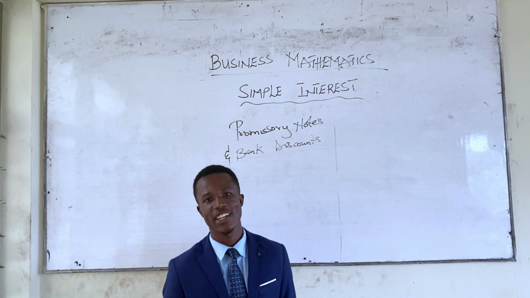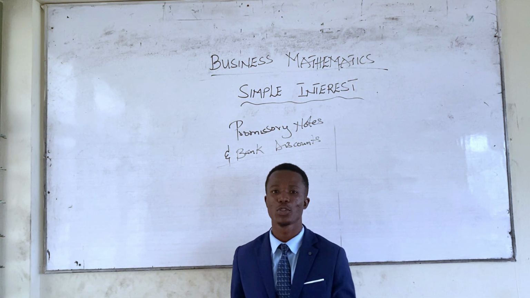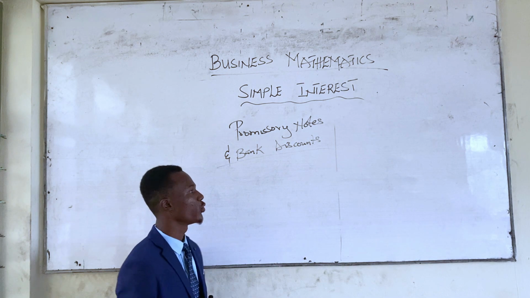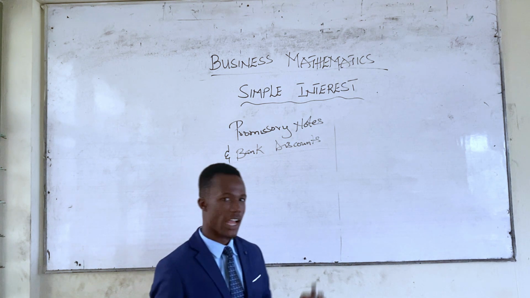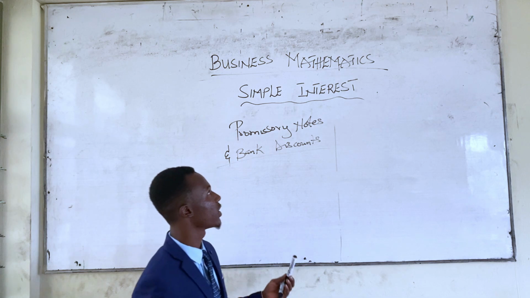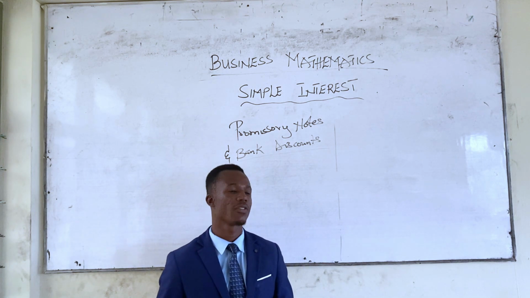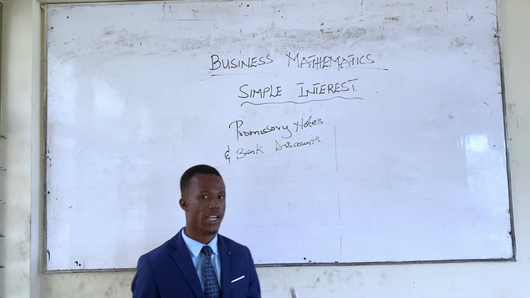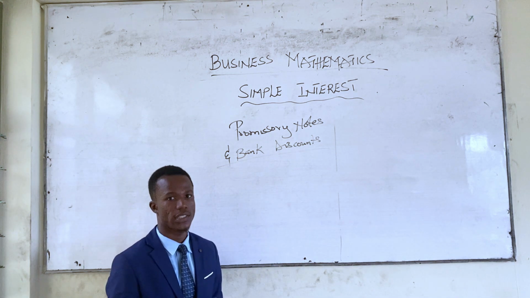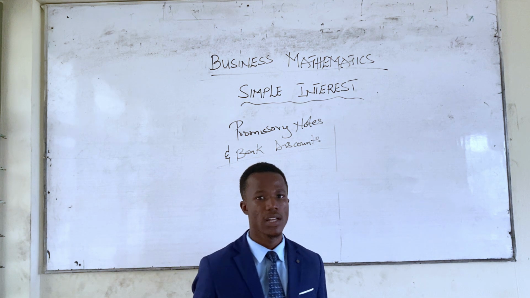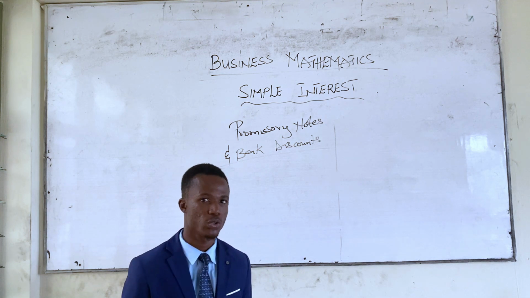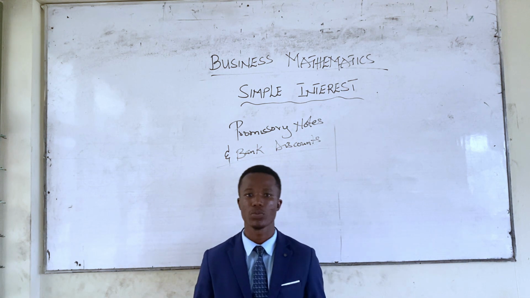My name is Afari Ernest, and today we are going to look at promissory notes and bank discounts. Under simple interest, in our previous lesson, we looked at how to calculate the various types of simple interest and time. So today we are going to look at promissory notes and bank discounts. When we say promissory note, what do we mean?